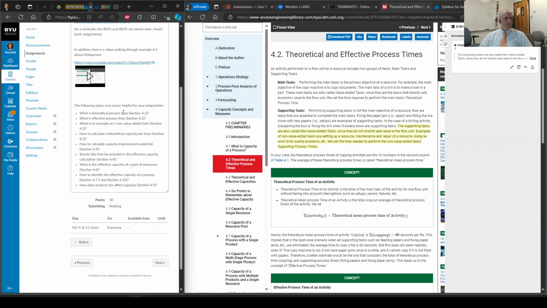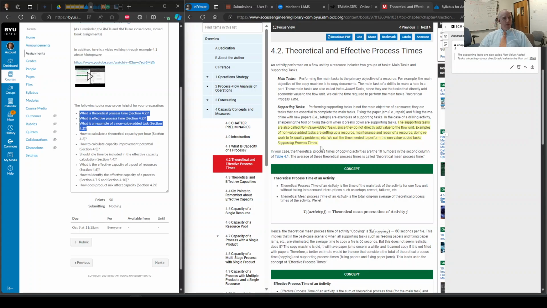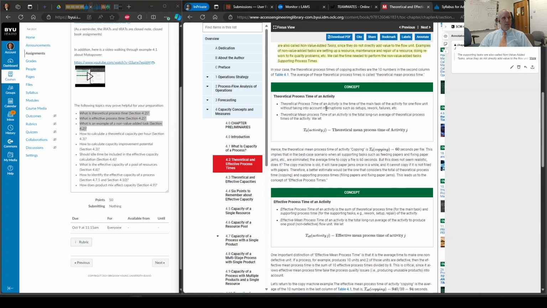them in the book. The first three topics are in Section 4.2, Theoretical and Effective Process Times. What is theoretical process time? Theoretical process time is described right here. Theoretical process time of an activity is the time of the main task of the activity without taking into account interruptions such as setups, rework, or failures.